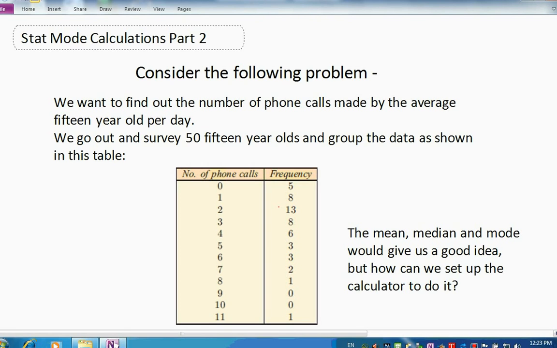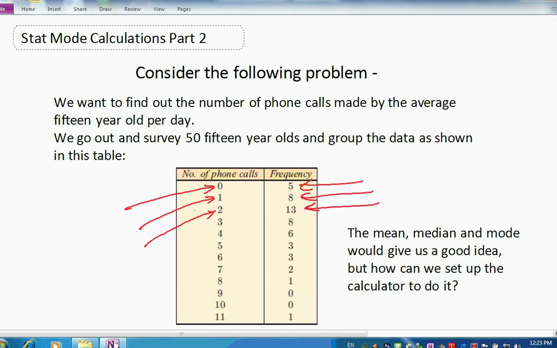As this is Stat Mode Calculations Part 2, I've found a problem for you, and that's to get some idea of the number of phone calls made by the average 15-year-old. As you can see, 50 people have been sampled, and rather than have 50 separate values, the data has been grouped so that we can see 5 people made 0 phone calls, 8 people made 1 phone call, 13 people made 2 phone calls, and so on.